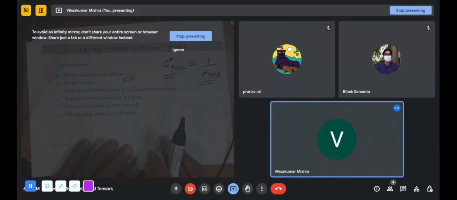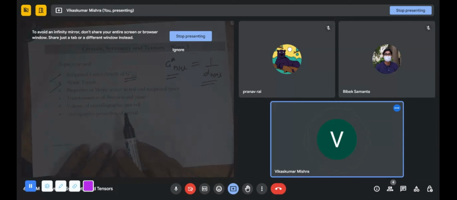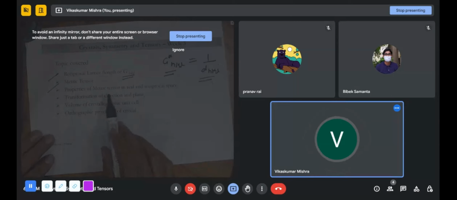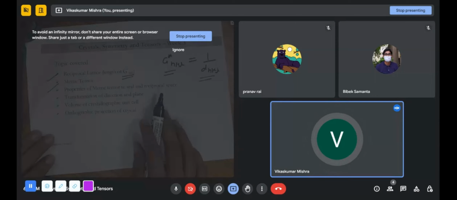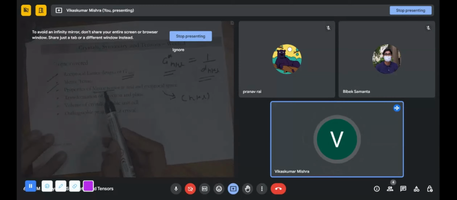Using this and the metric tensor, which we discussed just after it, we can find the length of G star HKL. After that, we discussed the property of the metric tensor in the real and the reciprocal space, and in what case we should use the real and in what case we should use the reciprocal space. Reciprocal space is mostly used when we want to find the interplanar spacing between HKL planes. This part has been discussed.